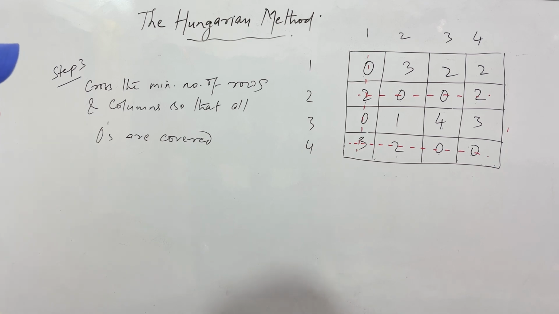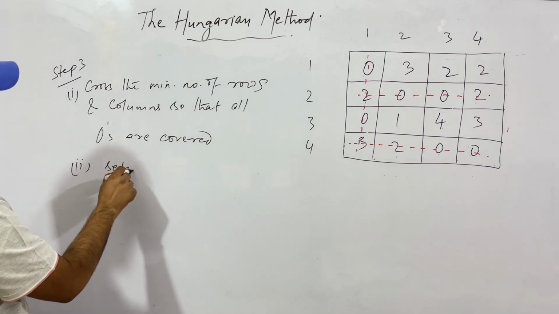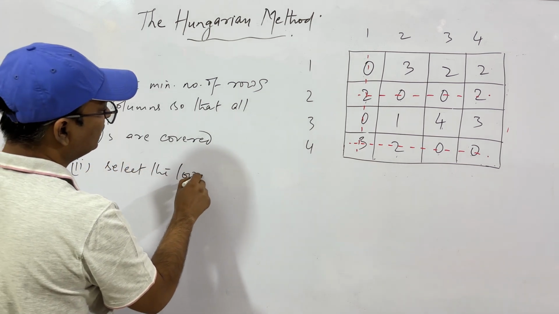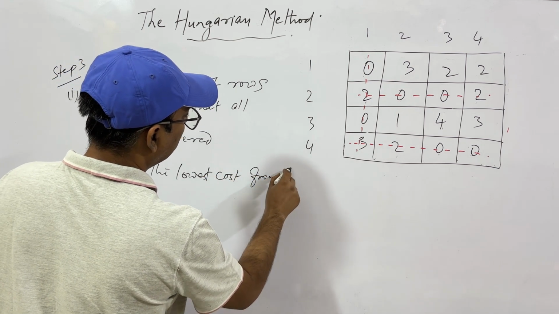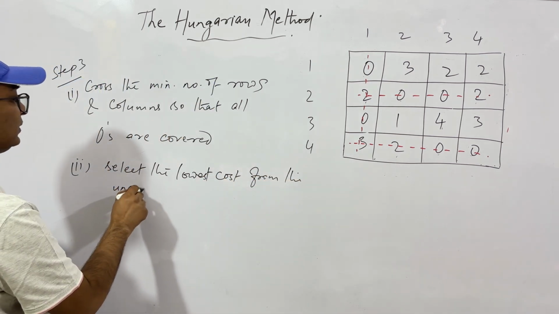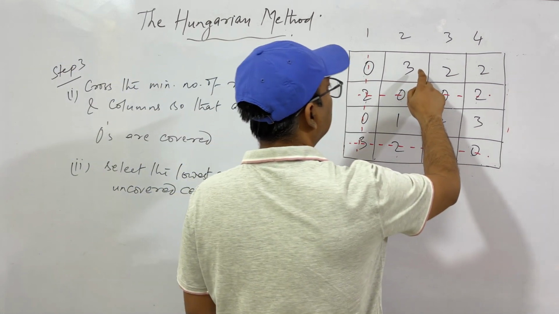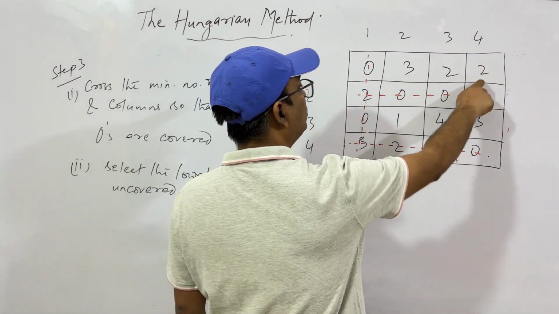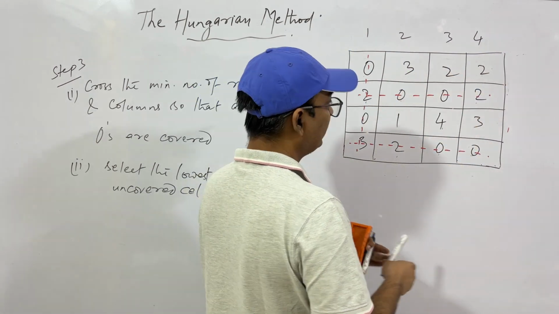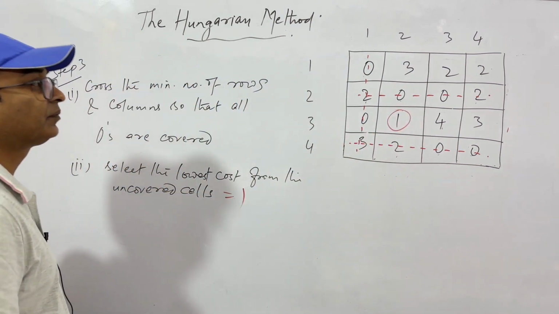Now second step, we have uncovered cells. Then select the lowest cost from the uncovered cells. These are uncovered cells. Which is the lowest cost? This is 3, 2, 2, 1, 4, 3. So the lowest cost is this one, 1.